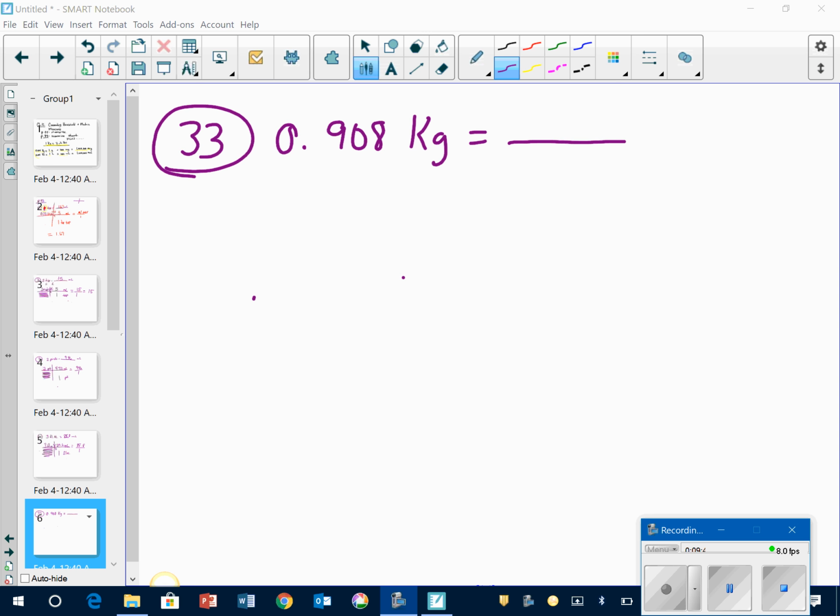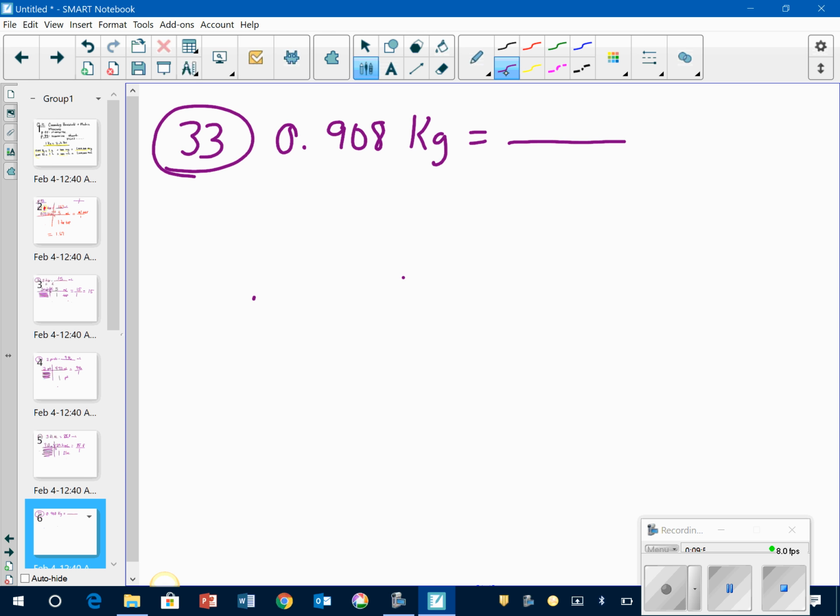So this is equal to how many pounds? Now, we could do this one two different ways. I'm going to show you the long version. I gave you the one thing to memorize, that 2.2 pounds equals 1 kilogram, but we're going to pretend we don't know that. We're just going to look at the regular chart. So we're going to do a long one here.